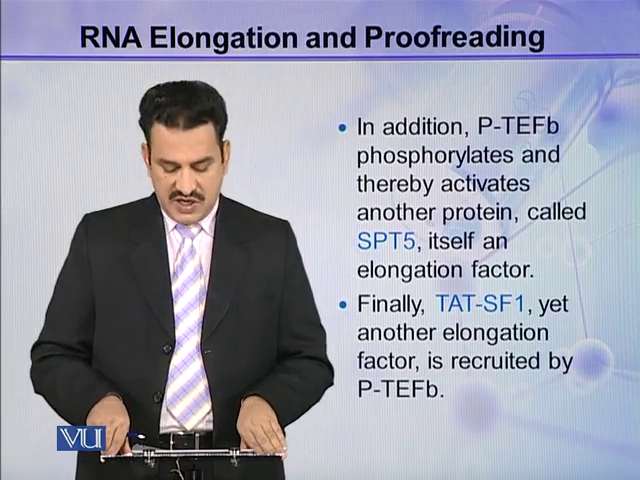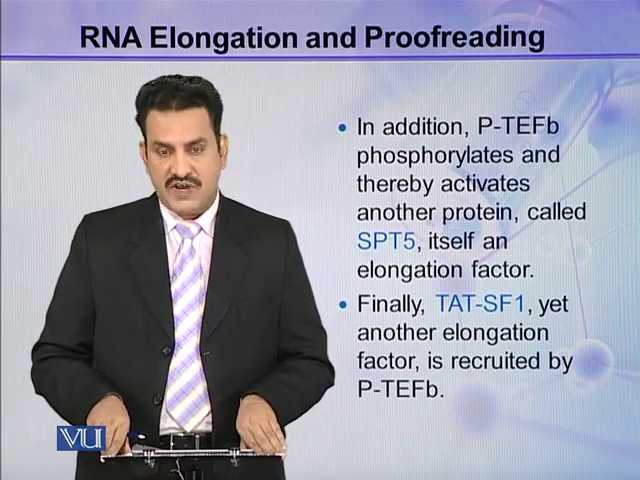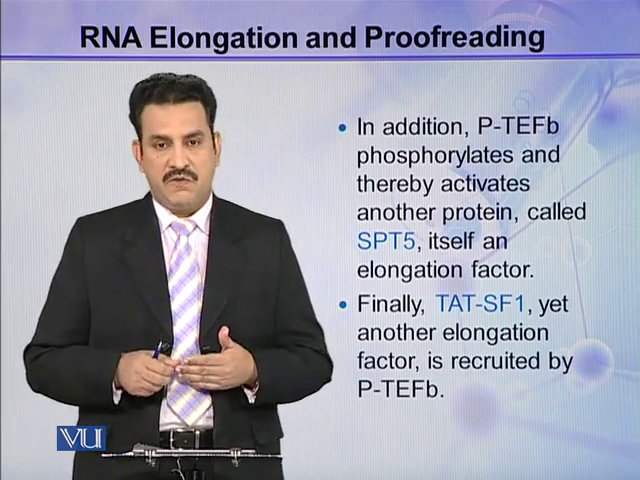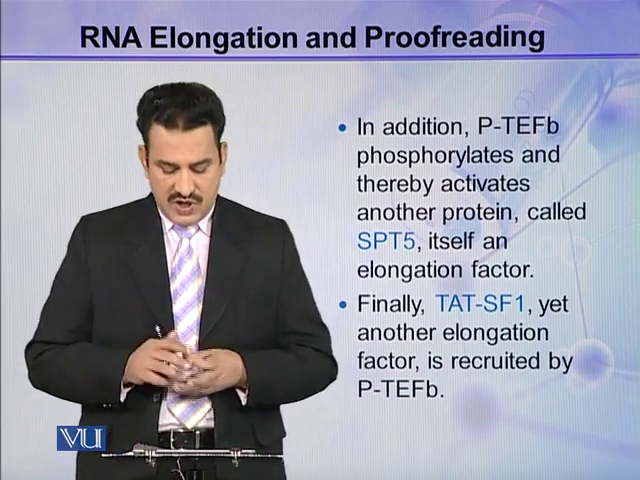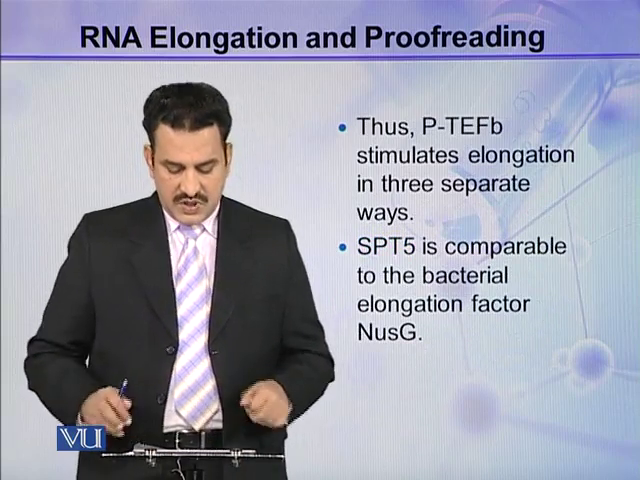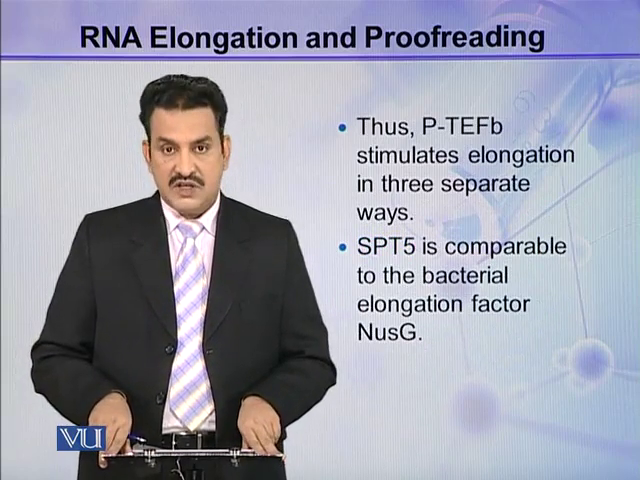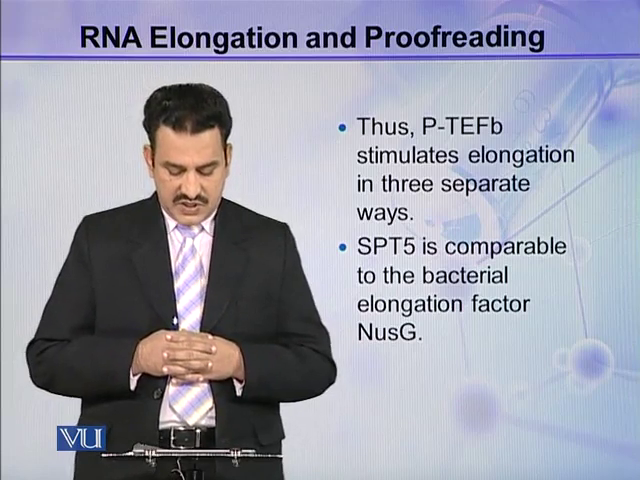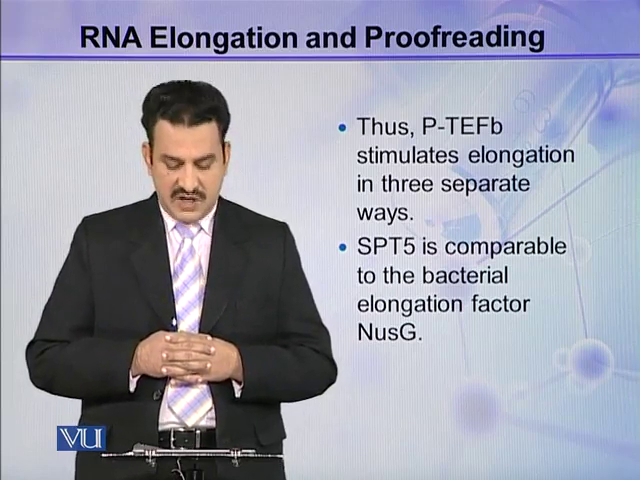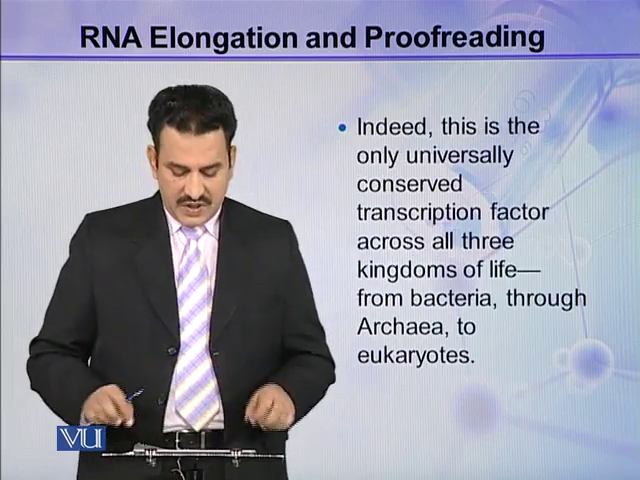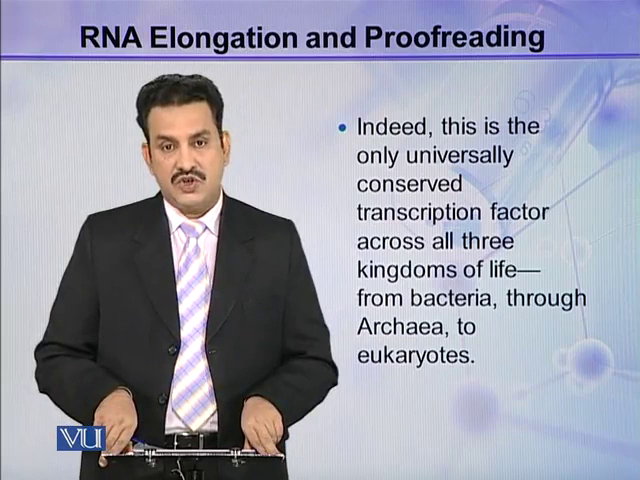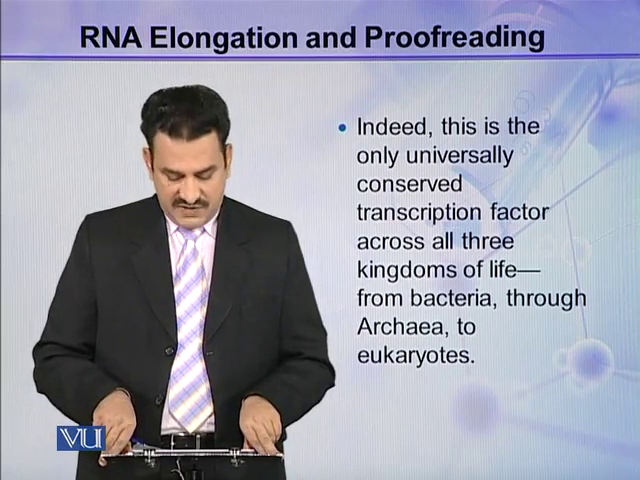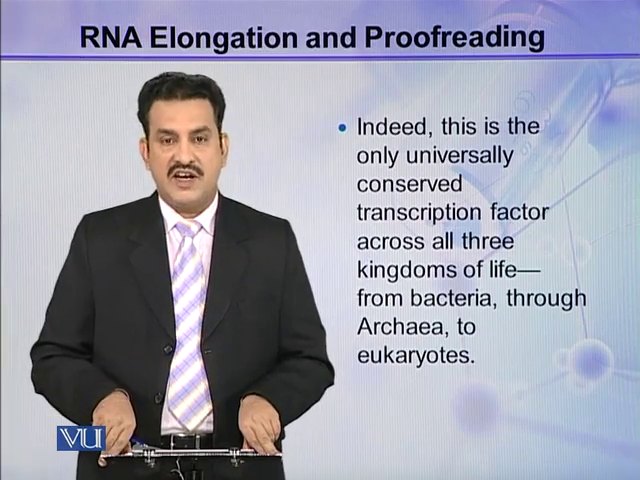Finally, TAT-SF1, yet another elongation factor, is recruited by P-TEFb. So TFIIS is then recruited, which is also an elongation factor. Thus, P-TEFb stimulates elongation in three separate ways. SPT5 is comparable to the bacterial elongation factor NusG. Indeed, this is the only universally conserved transcription factor across all three kingdoms of life, that is, bacteria, archaea, and eukaryotes.